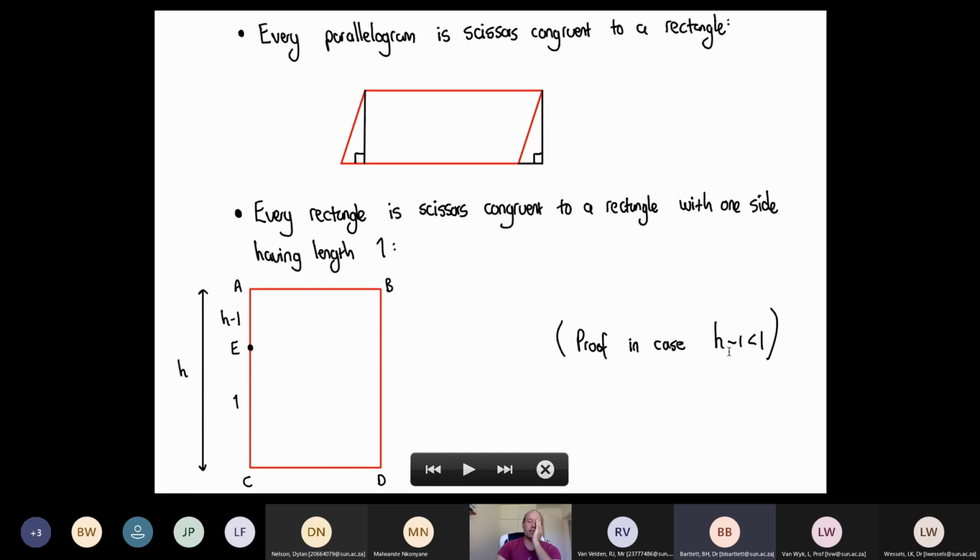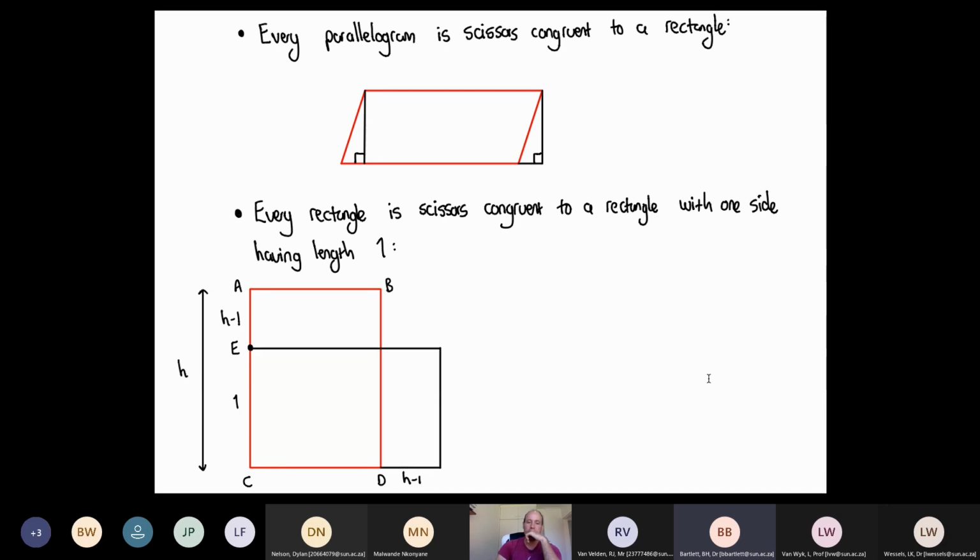I'm making an assumption that H minus 1 is less than 1, just in the way that I'm going to draw my picture in a moment. If that's not the case, there's a perfectly analogous proof for the other case as well. Okay, so what do I do next? I take this little length here, H minus 1, and I extend CD by that amount.